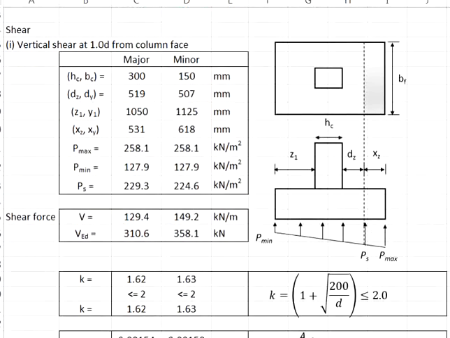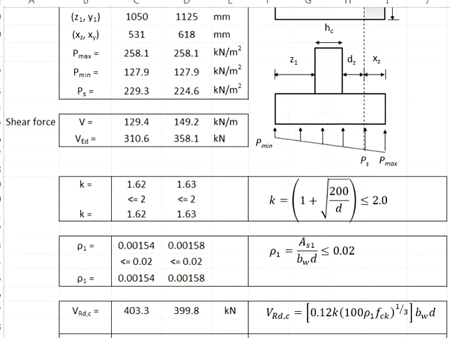And then, based on the ultimate soil pressure, we also check for shear resistance. There are 3 shear resistances you need to check. First is the shear plane located at 1d from the column face. We check both the major axis and the minor axis. Identify the locations of the shear plane, do interpolation, and you get the shear stress acting outside of the shear plane, for you to compute the total shear force taken by the shear plane.